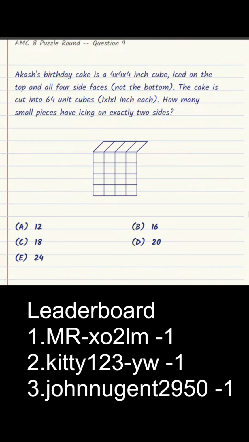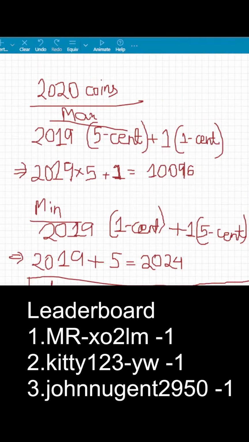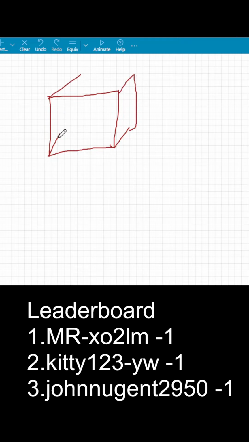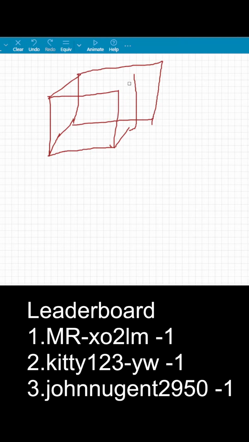So let us try to solve this question. This is a very tricky and difficult question. You have to visualize this cube. So we're given this cake, which is like a cube. Okay, so this is like a cube.